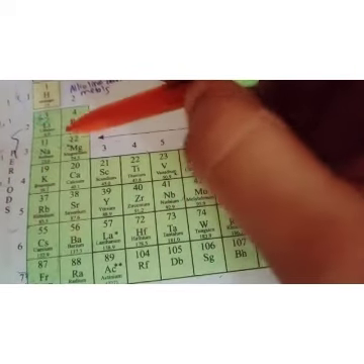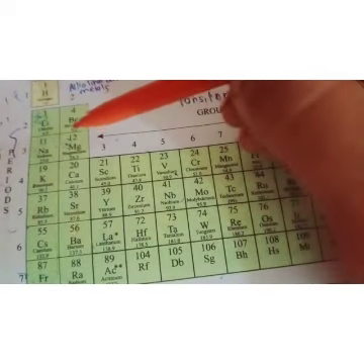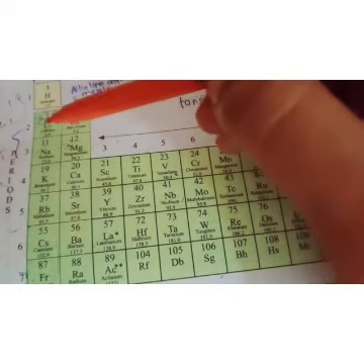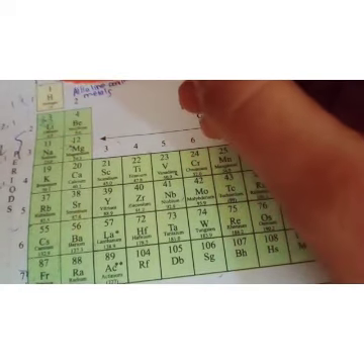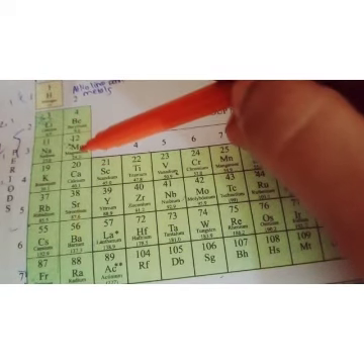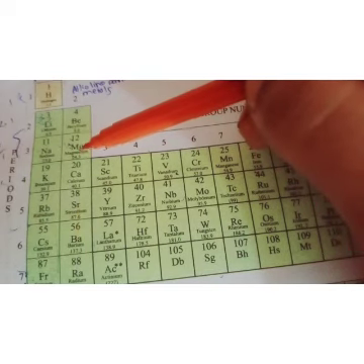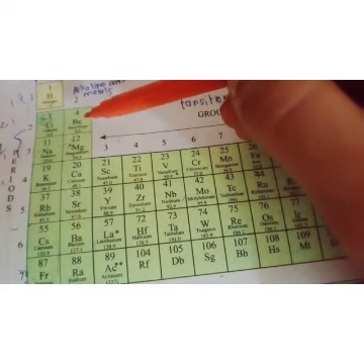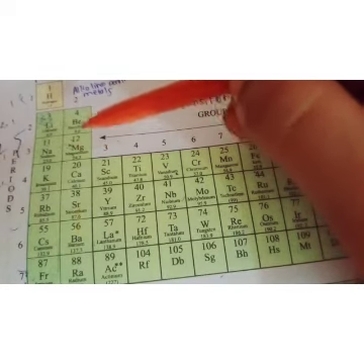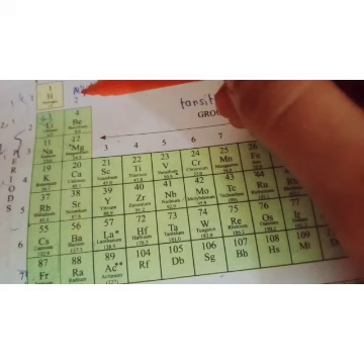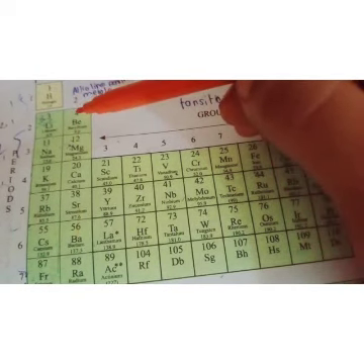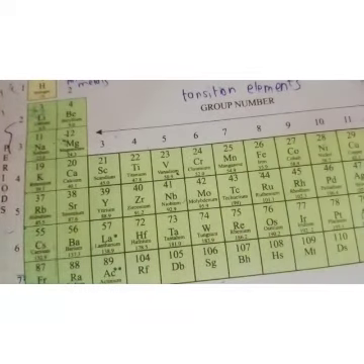For groups 1 and 2, the number of valence electrons and group number is the same. For first group elements, the number of valence electrons is 1, group number is also 1. For second group elements like beryllium, magnesium, the electronic configuration of beryllium is 2, 2 and magnesium is 2, 8, 2. So the valence electrons is 2. Group number is also 2. So for first and second group elements, the number of valence electrons and group number is the same.